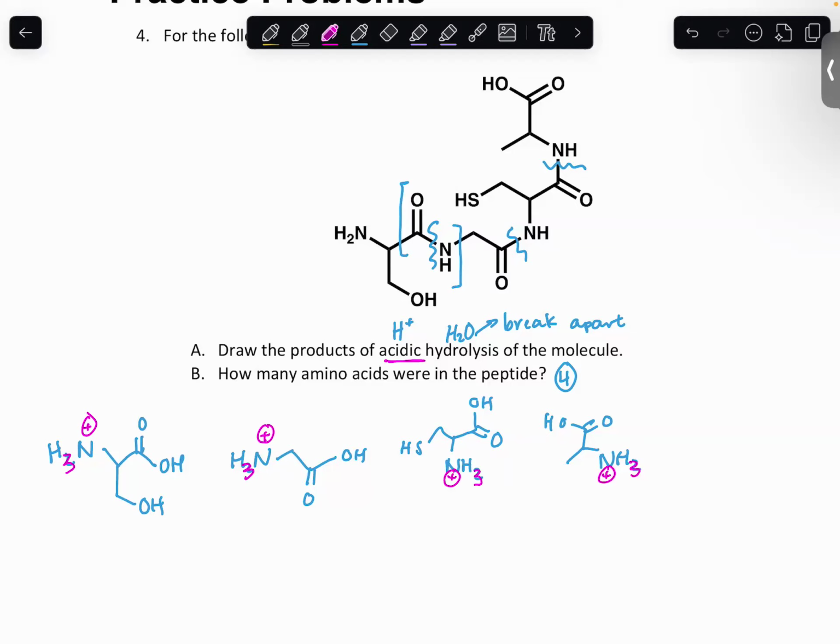Questions on this one? For the following nucleotides, first of all, which are these two nucleotides, if you had to give them their letter titles? A and G. A and G.